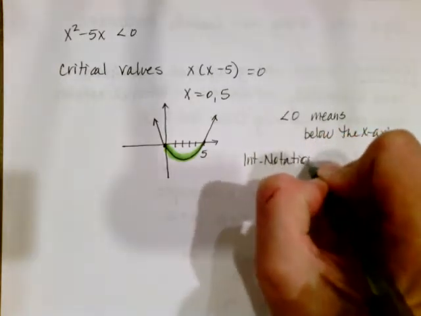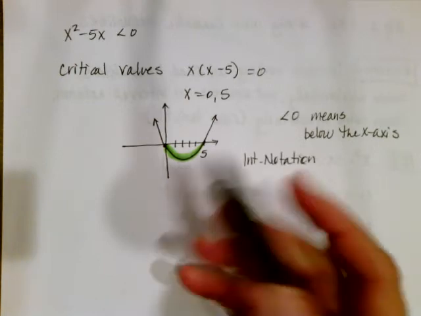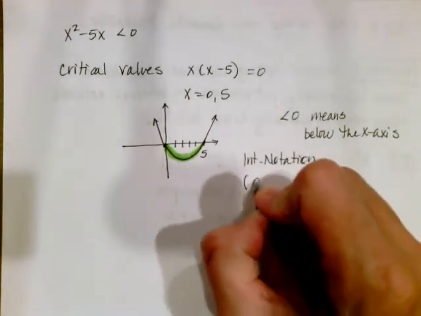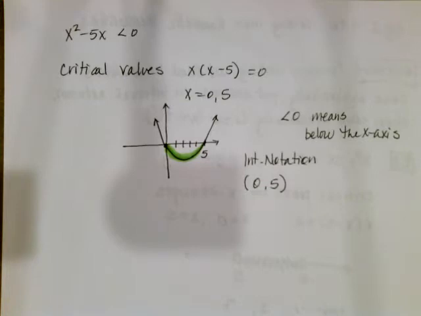And I want to talk about the interval where x is less than 0. It happens between 0 and 5. So it's actually kind of cool to be able to graph these without solving algebraically. All right.